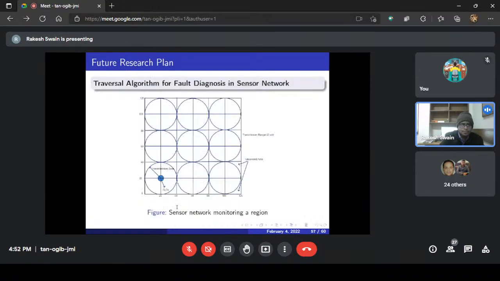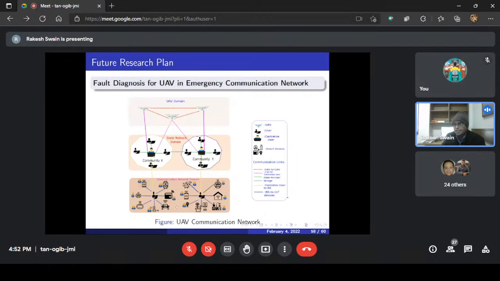I'll show one future plan here, for the mobile network. The difficulty here is collecting data from the network, so you can go for a good traversing algorithm to collect data from the sensor network, and then go for the fault diagnosis algorithm. That is one challenging task. Next is a recent topic, the UAV emergency communication network. Whatever the connection is from the sensor network, here you can find the faults in this communication network. That is also one future plan.